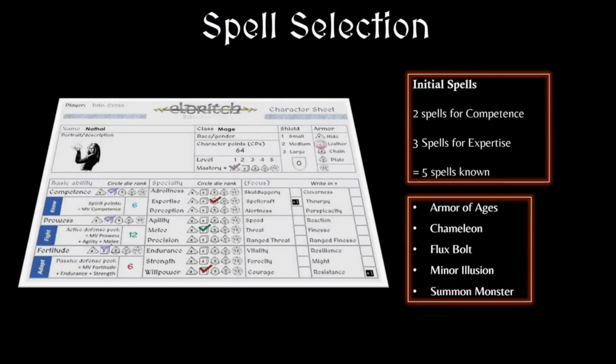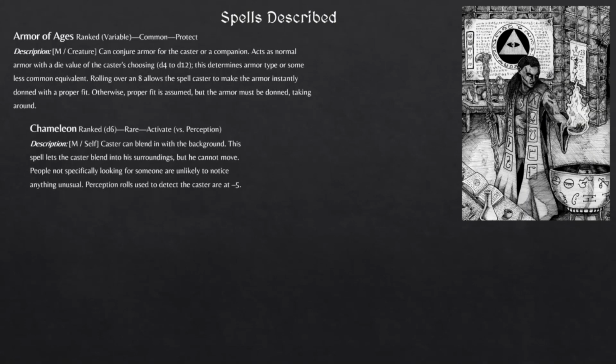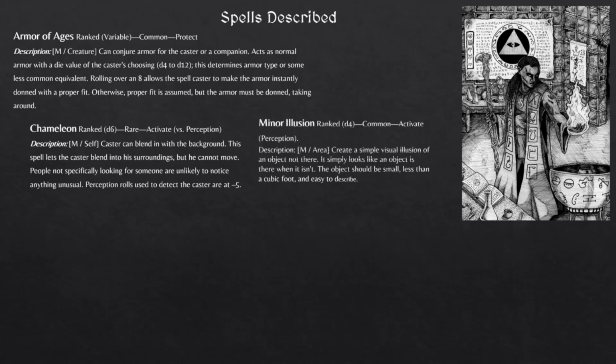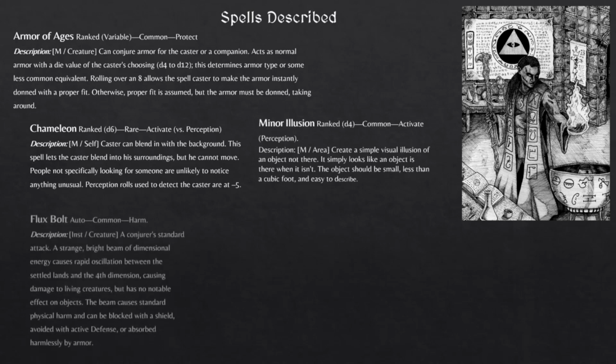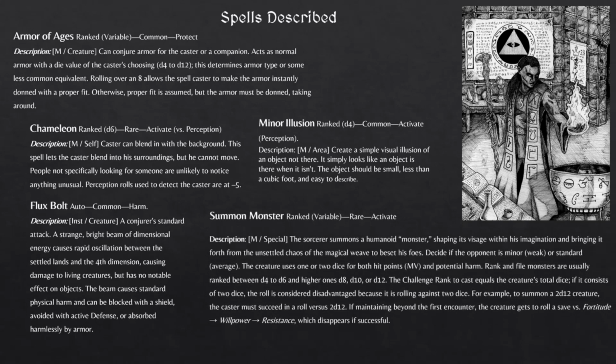Now we talk about Nathal's spell selection. His initial spells, as explained in the last frame, 2 spells for competence, 3 spells for expertise, means he knows 5. These 5, he chooses Armor of Ages, Chameleon, Minor Illusion, Flux Bolt, and Summon Monster.